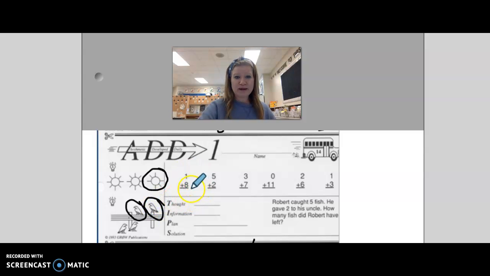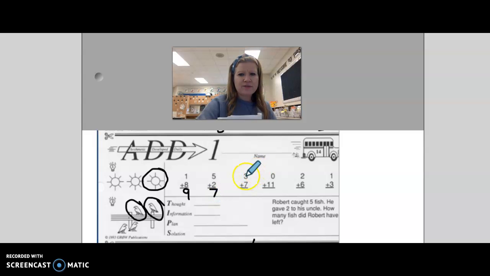All right, the next part is adding. So this one we have 1 plus 8. I'm going to start with the bigger number and count up. So if I'm at 8, I count 1 more and it makes 9. Good, next one, 5 plus 2. So I'm at 5. I'm going to count up 2 more. 5, 6, 7.